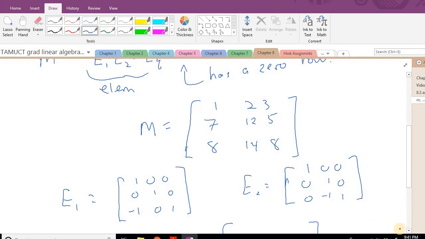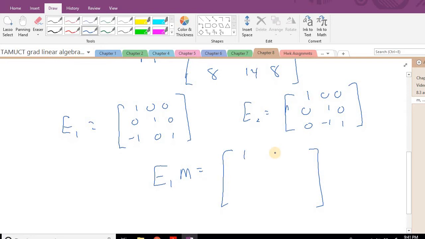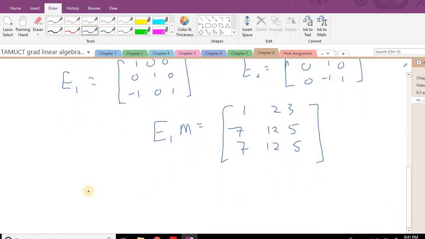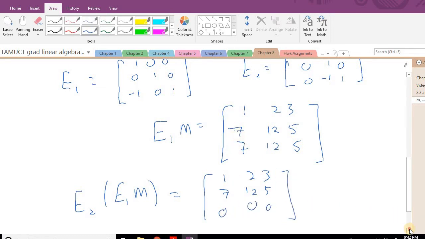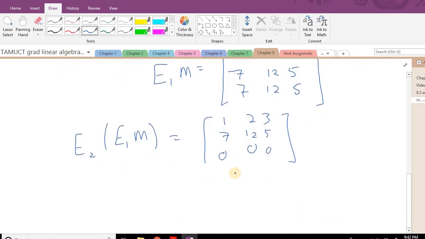So that's going to give me 1, 2, 3, 7, 12, 5 for the first two. But then if I subtract row 1 from row 3, I'm going to get another 7, 12, 5. And then if I take E2 on that, I'm going to get 1, 2, 3, 7, 12, 5, and then here you're actually subtracting row 2 from row 3, so I'm going to get 0, 0, 0. Okay, very good. So E2 times E1 times M has a zero row, so I can say E2 times E1 times M is equal to M twiddle.